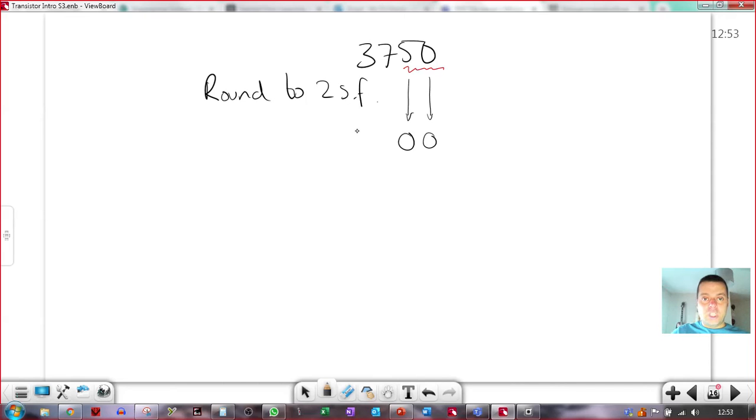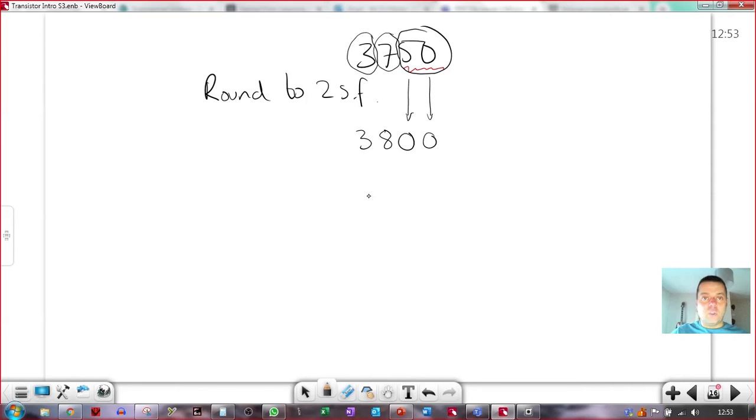That guy's going to be unchanged. And then the question is, does that 7 stay a 7 or does it become an 8? Well, that's a 5, so it becomes an 8. So 3, 7, 50 rounded to 2 significant figures means that the insignificant ones become 0, the most significant one's going to stay, and then we've got a question mark over the one at the boundary. And that's the kind of process.